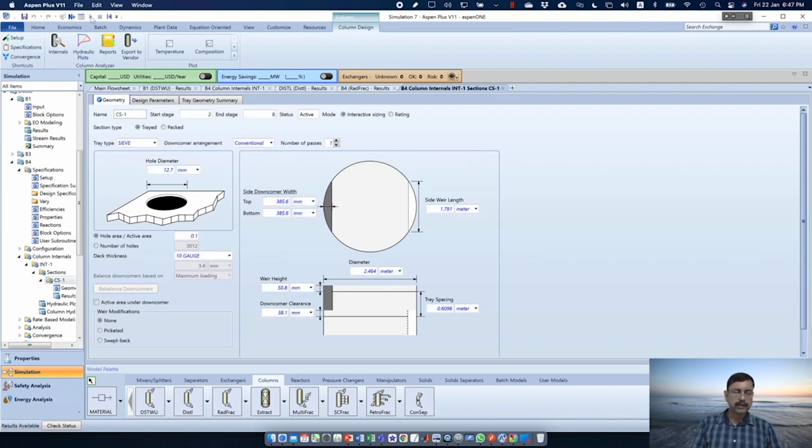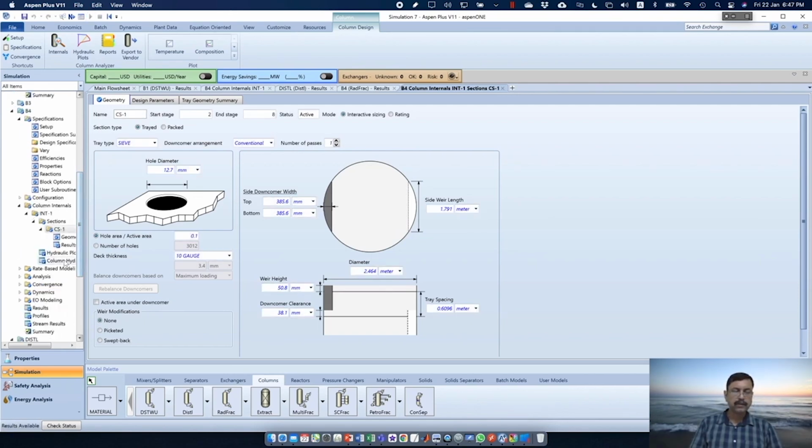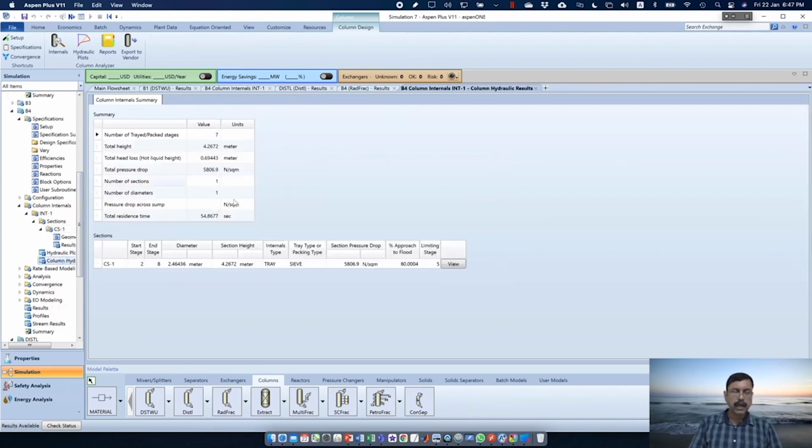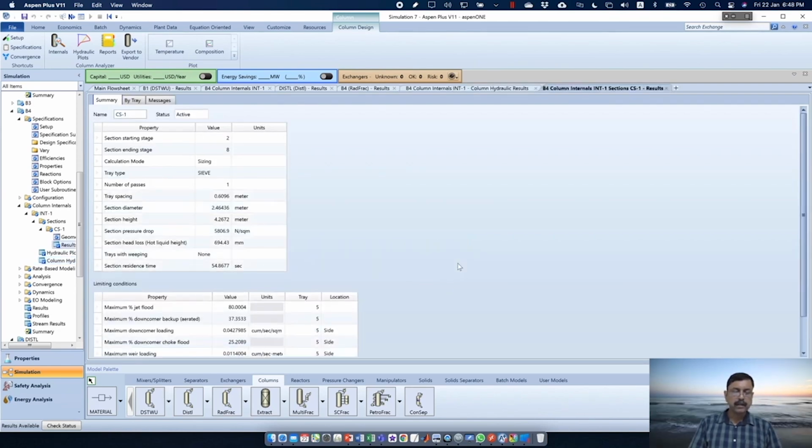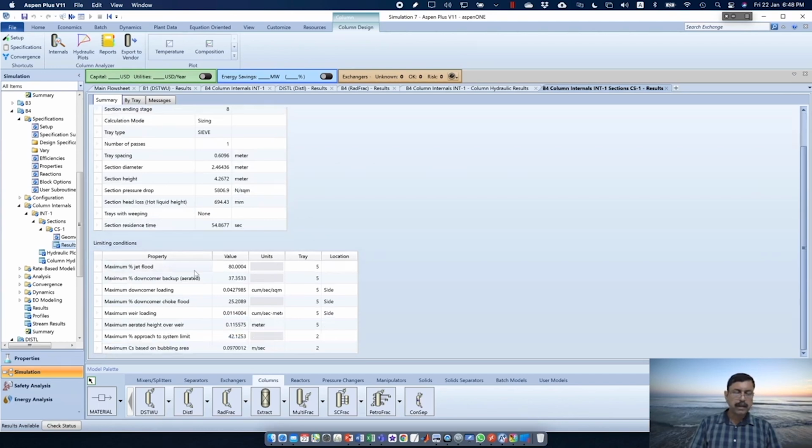So the simulation results are available. So these are the column hydraulics. It says that the total height is 4.26 meter. It's the column height. Total head loss this much, total pressure drop, number of trays per packed stages is 7. All this information, total residence time, everything is given over here. And column internals, you can again view it and you will find the tray type, tray spacing, and the limiting condition of all of them. Now this limiting condition is very, very important, and you can further scrutinize them by seeing this hydraulic plot.